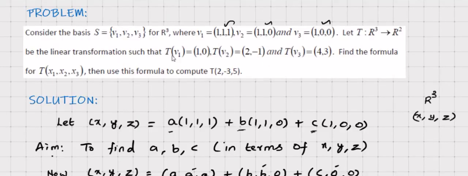Okay, this is our problem. We have to compute t of 2, minus 3, 5 using this formula. We have found out the formula, right? Now we are just going to use this formula to compute this. It's very, very simple. We have to replace x1 equals 2, x2 equals minus 3 and x3 equals 5 in the derived formula to find out this output.